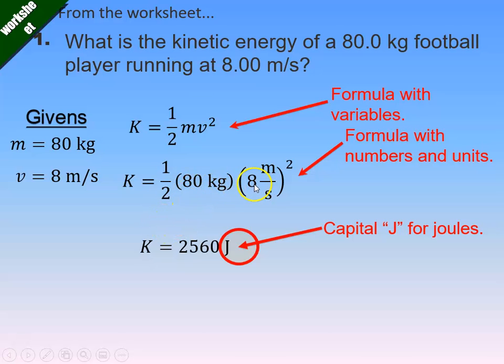Half of 80 is 40. 40 times 8 is 320. Multiply by another 8 will give you 2560. Now notice the units here. The units for energy are joules, symbolized with a capital J. A joule is simply a kilogram meter squared per second squared, because after a while people just got tired of always writing kilograms times meters squared per second squared in their formulas.